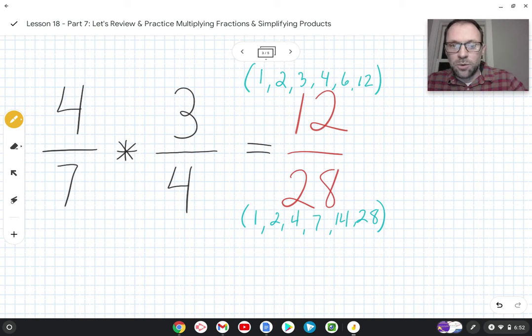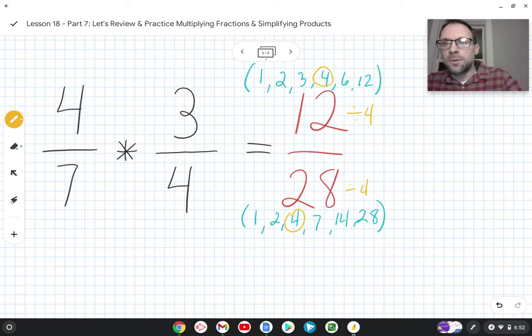Okay, the greatest common factor that both of these numbers share. Let's see, they both share 1. They both share 2. They both share 4. That's it. 4 is the greatest common factor. So, do you remember what we do next? Now that we know, we're going to divide both the top number, numerator, and bottom number, denominator, by that greatest common factor, in this case, 4.